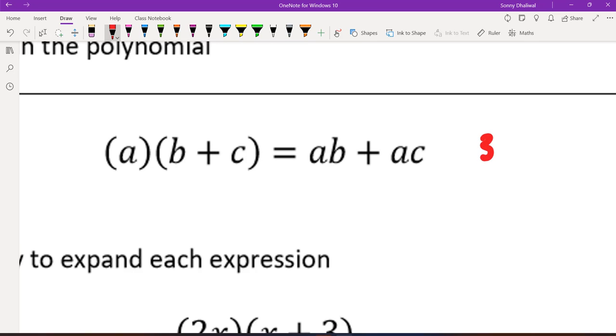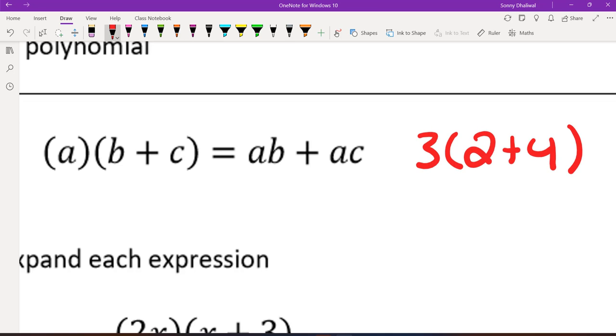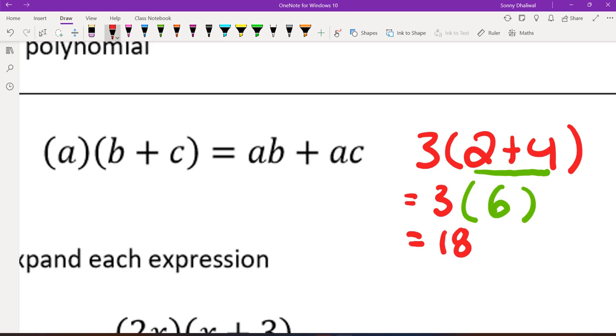Binomial, right? So typically, when you have stuff in brackets, let's create a question here. Let's go 3 in brackets 2 plus 4. We do a question like this, and we follow our BEDMAS operations, right? So what's our first step? Our brackets, right? So we do the stuff inside the brackets, and we have 2 plus 4, that gives us a 6. Then we have this 3 sitting outside. What do we do with that 3? Multiply. 3 times 6 is 18. And that is our normal operation, right?